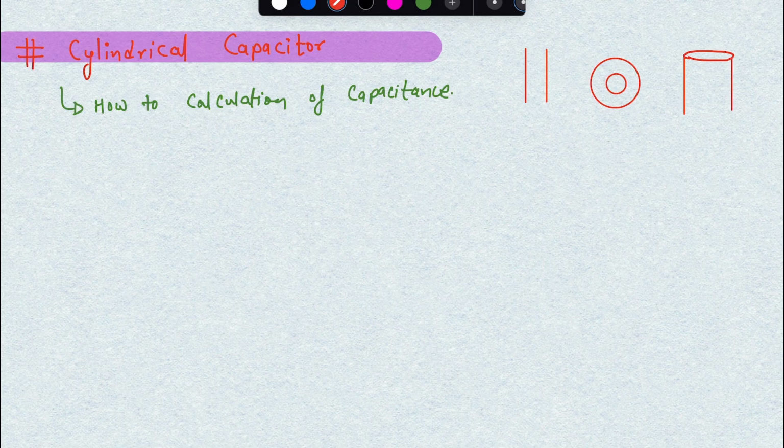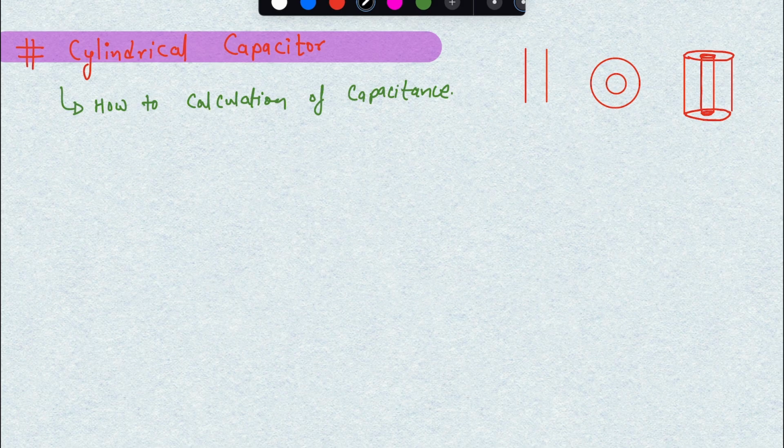Now, if the shape is kind of a cylinder, don't think that it is a cylindrical capacitor. Usually in our home appliances, especially if I take a fan, there will be a capacitor something like that. It is not necessarily a cylindrical capacitor. A cylindrical capacitor is that capacitor where the charge is stored on the cylindrical surface like that.